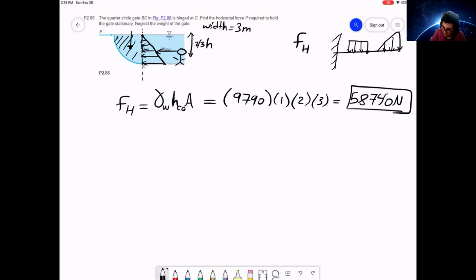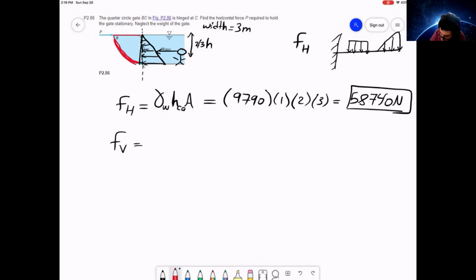Okay, so let's call this one FV. And it's basically just the weight of the water of this right here. So let me try to make it look better. Use a different color right here.